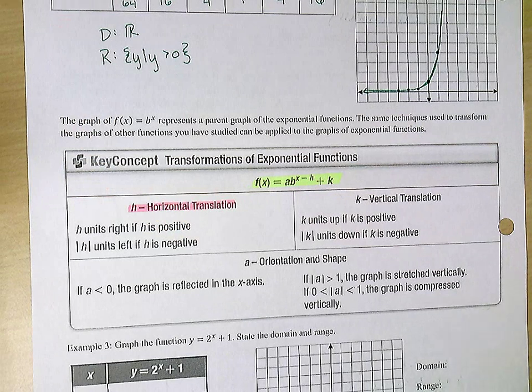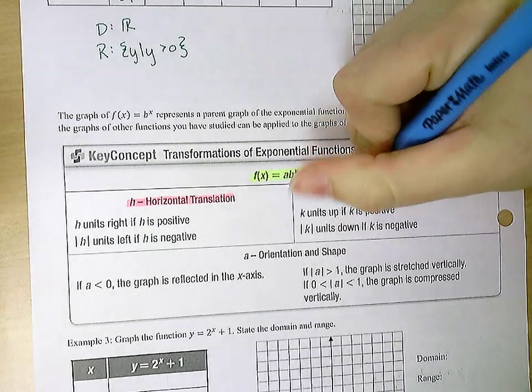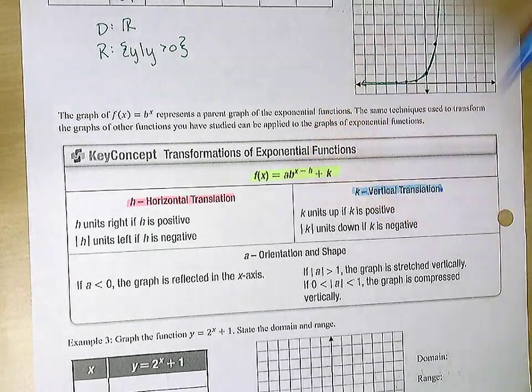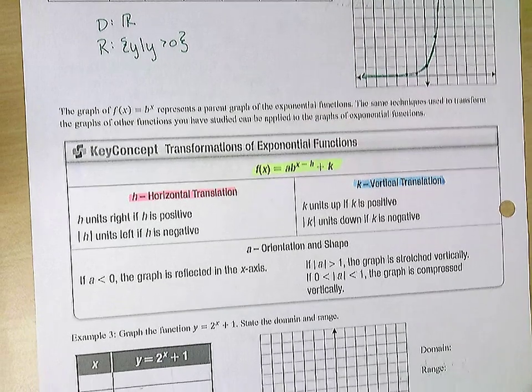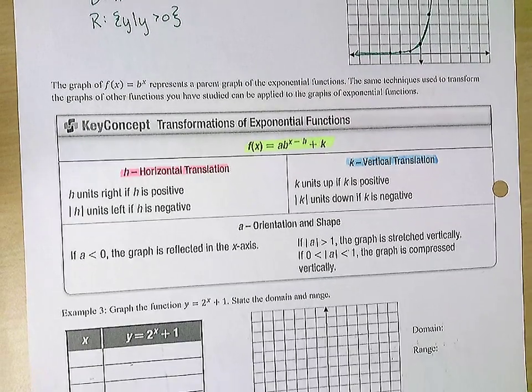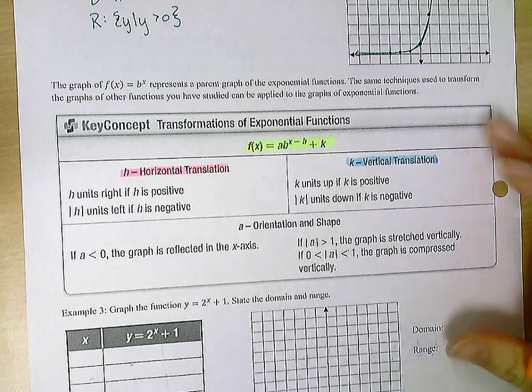Your k value will move your graph up and down. These are the same as when we worked with them before. H moved it left and right, k moved it up and down. And then a is your orientation or shape of your graph.